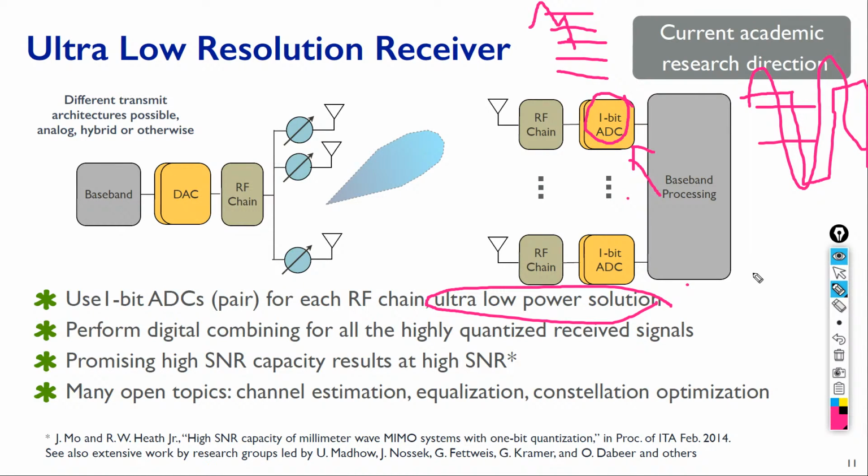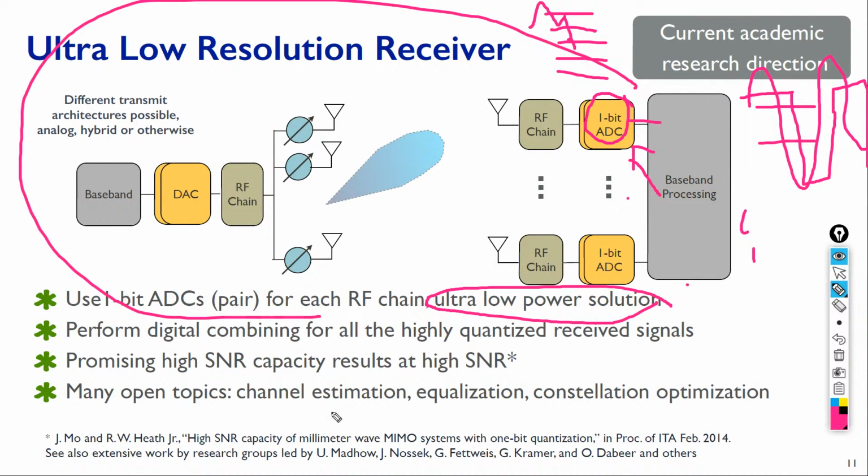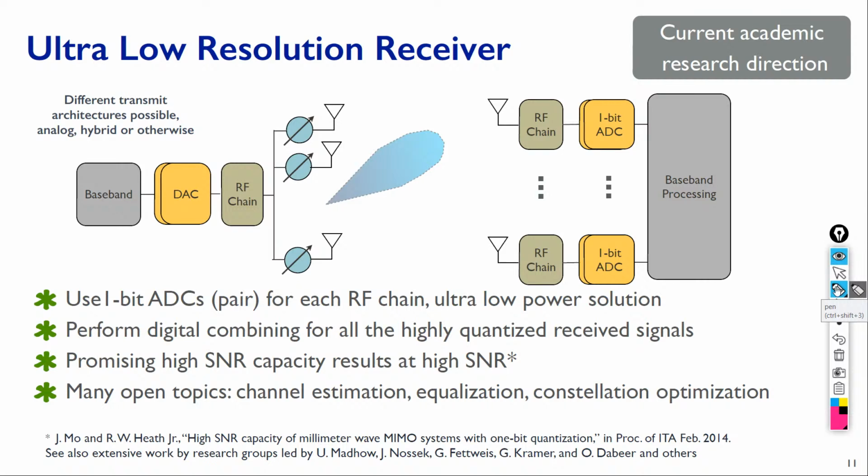Perform digital combining for all the highly quantized received signals. We call the signals coming out of the ADC highly quantized because it's 1-bit, either 0 or 1. 0 is down, 1 is up. Promising high signal to noise ratio capacity results at high signal to noise ratio. There are many open topics related to this transceiver structure, including channel estimation, how to estimate the channel, equalization, constellation optimization, and many others as well. So we need to be very careful with this design, because although it reduces the power consumption and the complexity, it also reduces the resolution, which is not very desirable.